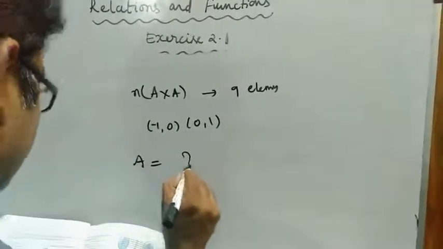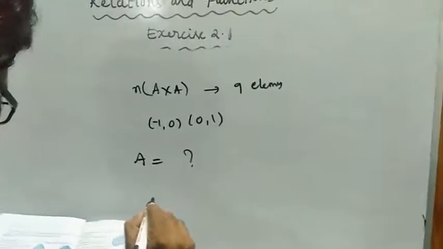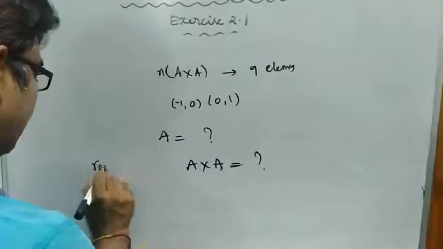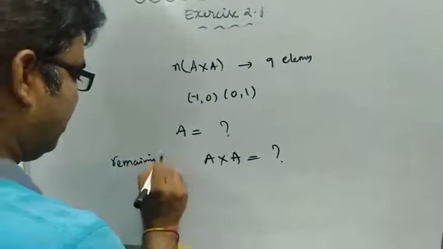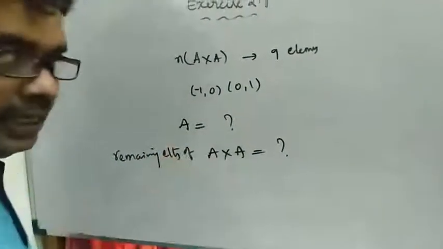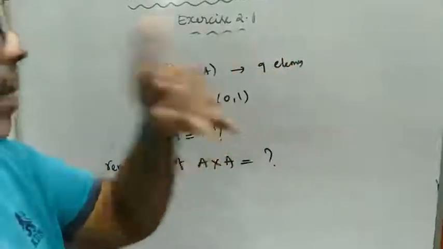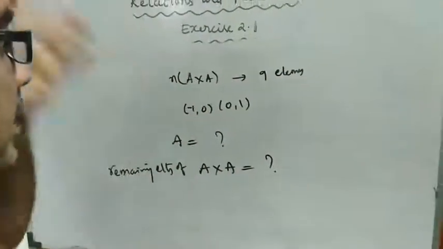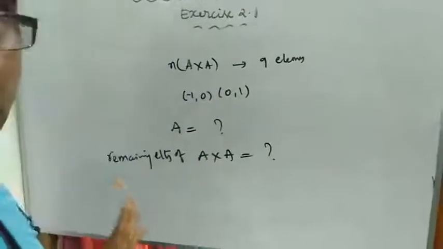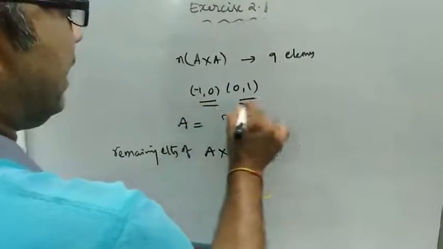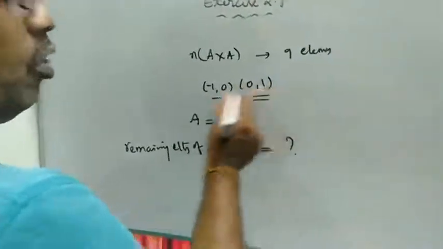You have to find the set A, and also find the remaining elements of A cross A. See the question. A cross A has 9 elements. That means set A has 3 elements. We know that. And also 2 of its elements in A cross A are given: (-1, 0) and (0, 1).